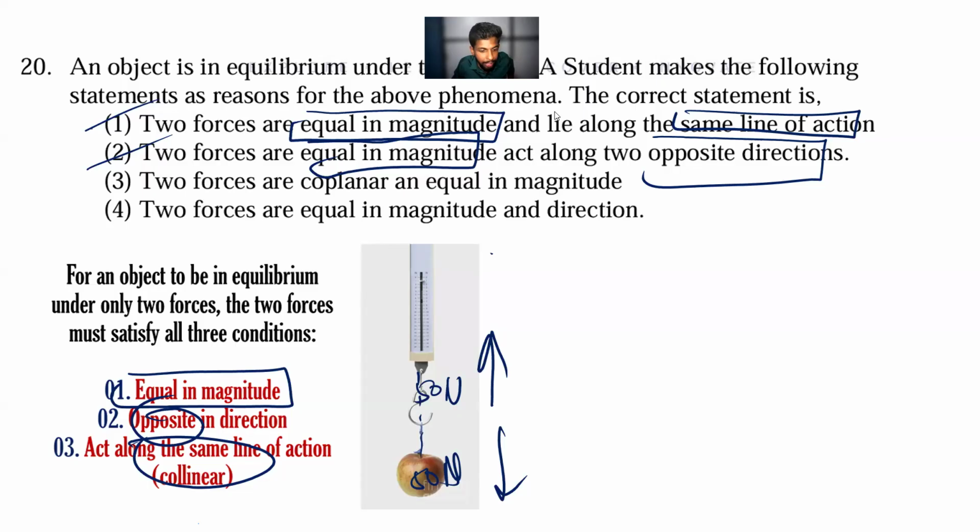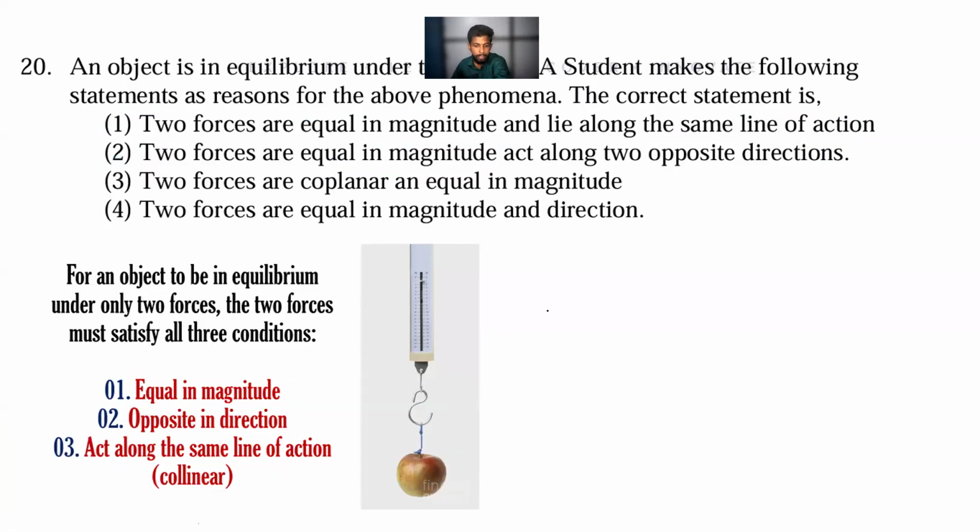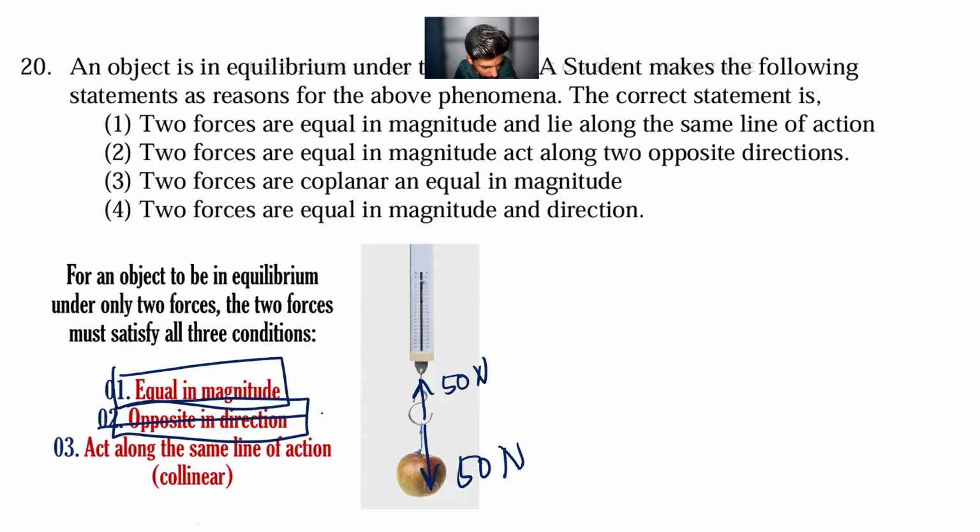Near to the question number 20, you can draw this diagram. You can draw this diagram of the apple, and you can mark that one. 50 Newton, here 50 Newton. Both of them are equal in magnitude, opposite direction, and along the same line. Mark this one quicker, don't take more time.